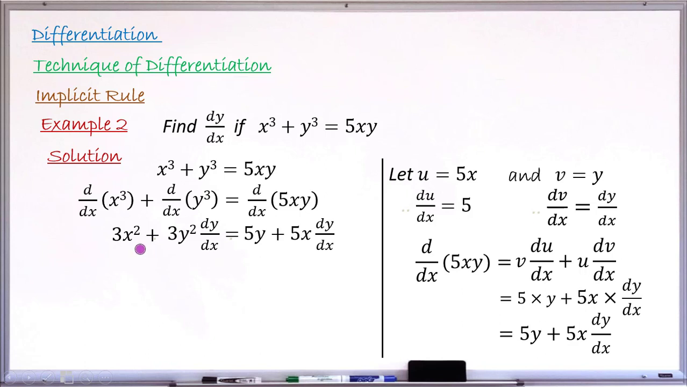Those terms that don't have dy/dx, I will move to the right-hand side of the equation. So in that case, I will take this 5x dy/dx to the left, and I will take this 3x squared to the right. So let me do that.